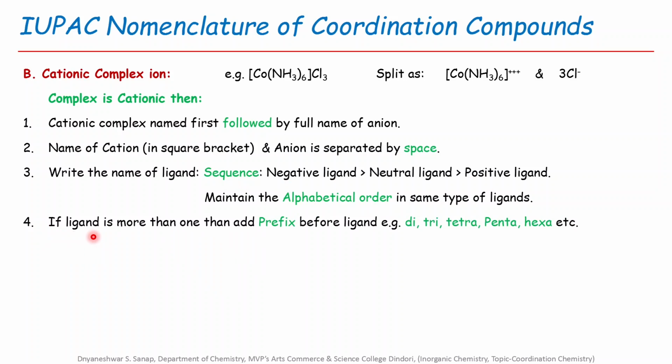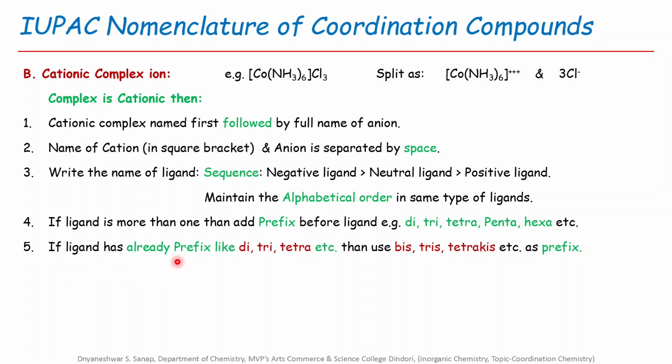The fourth rule is that if the ligand is more than one, then add a prefix before the ligand, that is di, tri, tetra, penta, hexa, etc. The fifth important rule is that if the ligand already has a prefix like di, tri, tetra, then we write prefixes like bis, tris, tetrakis, etc. before the ligand. But we have to keep in mind that we always write the name of such a ligand in brackets after the prefix like bis, tris and tetrakis.